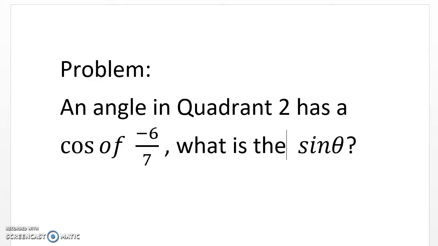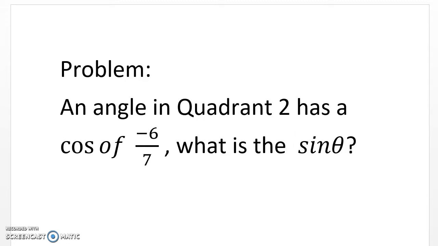So today we're going to start with a problem. It says an angle in quadrant 2 has a cosine of -6/7. What's the sine? Now it says sine, and that little zero with the line through it is the Greek letter theta, and that's the variable we use to show an angle. So what's the sine of theta?